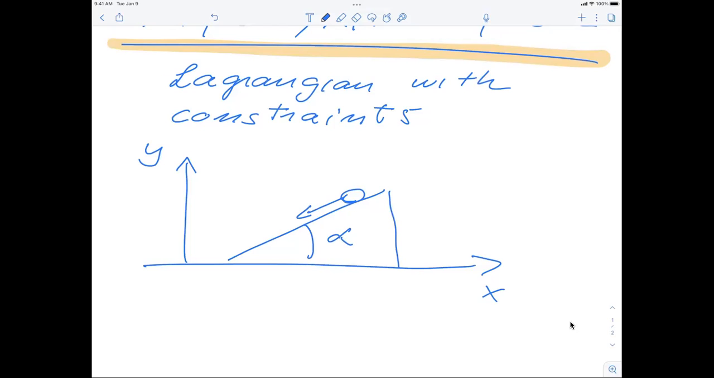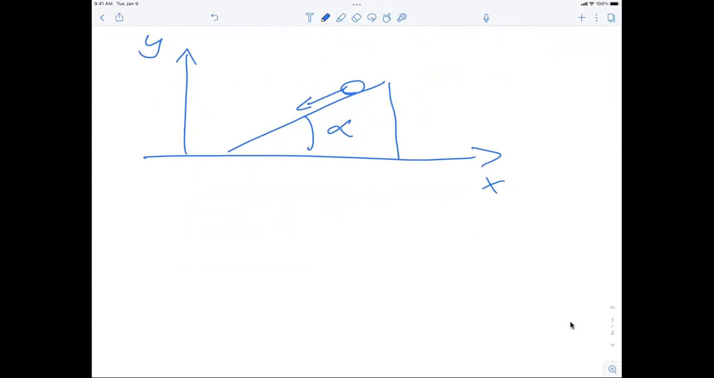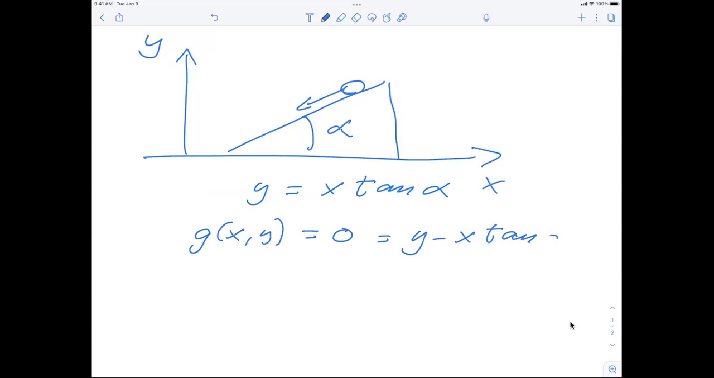As some of you said on Wednesday, this constraint is something which we can model with the tangent of the angle. So the constraint which we have is now given by y is equal to x times tan alpha. That means that we can define a function of x and y, which is equal to 0, which is simply y minus x times tan alpha. So you can define many such functions.